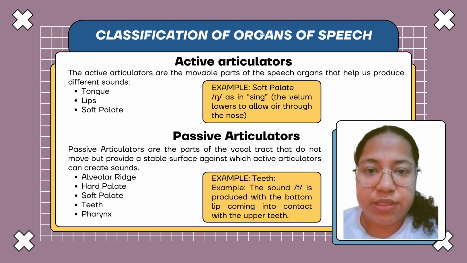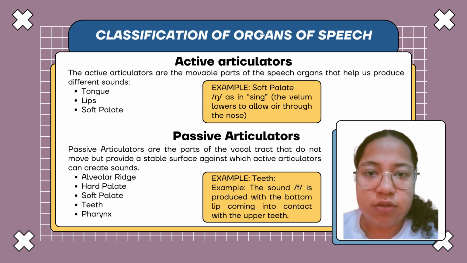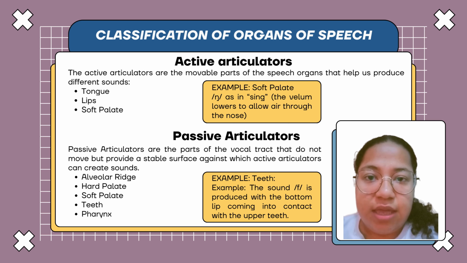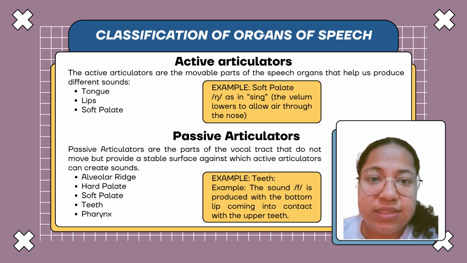Organs of speech. Active articulators. Tongue. T, as in time. The tip of the tongue touches the roof of the mouth. K, as in kite. The back of the tongue touches the soft palate. Lips. P, as in pat. The lips come together. Soft palate. As in sink, the velum lowers to allow air through the nose.